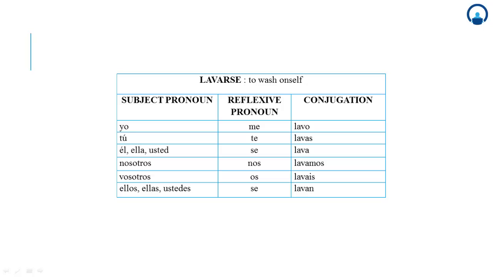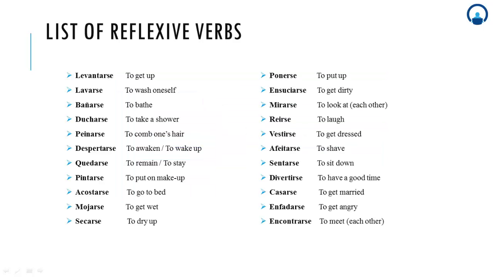Now, after seeing these examples, we'll check out the list of reflexive verbs which we have. This may not be the complete list, but this is the general list which we normally use in our day-to-day conversation. The verbs are levantarse, that means to get up. Lavarse means to wash oneself. Bañarse means to bathe. Ducharse means to take a shower. Peinarse means to comb one's hair.